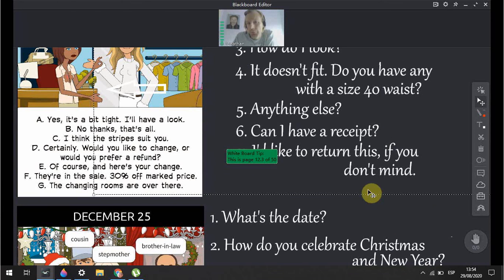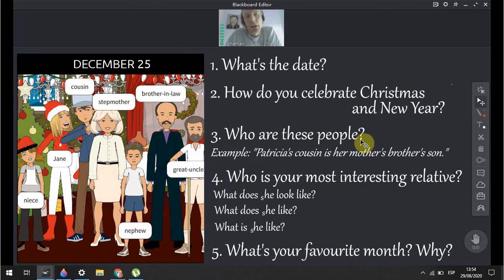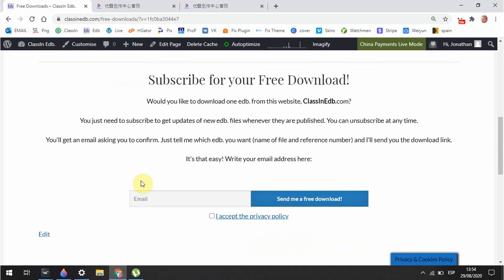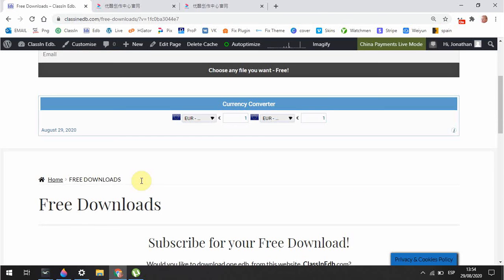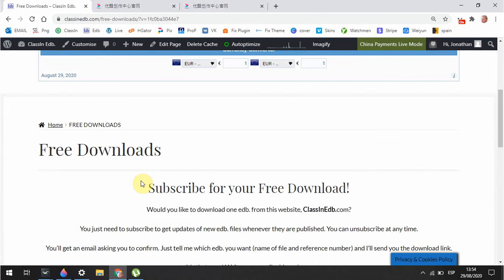And finally, December, we have more or less based on sort of family members. So it covers a whole range of vocabulary and gives a lot of opportunity to practice different aspects of English for many different levels.